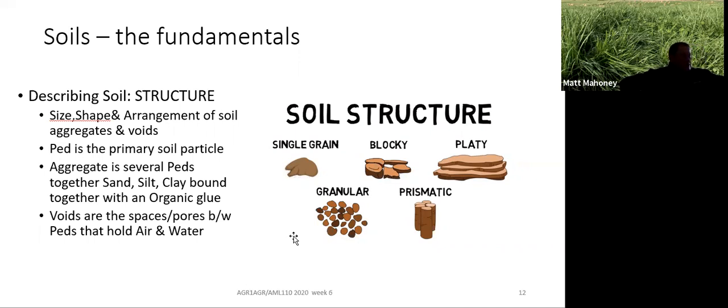So that could be sand, silt and clay bound together, or that could be all sand peds, or that could be all silt, and so this will obviously give us our texture that we were talking about before, but how they're stuck together will give us our structure. And that will also determine the voids or the air spaces or pores in between them as well. And they're super important for holding the air and allowing for air and water, which are super important for the roots.